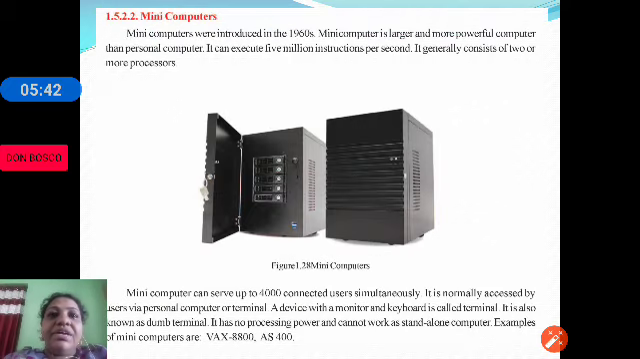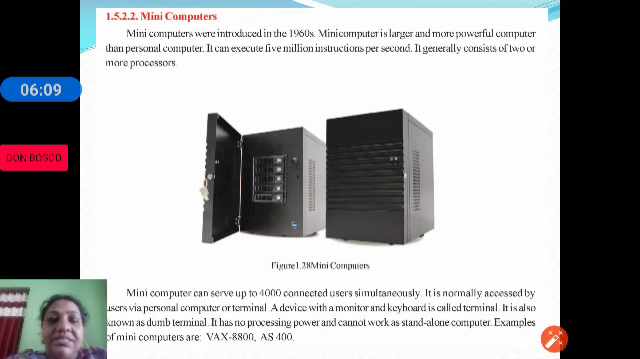Next comes the mini computer. The mini computer was introduced in 1960. It is one of the powerful computers. It is more powerful than a personal computer or microcomputer. It can execute 5 million instructions per second. In 1 second, a mini computer will execute 5 million instructions.